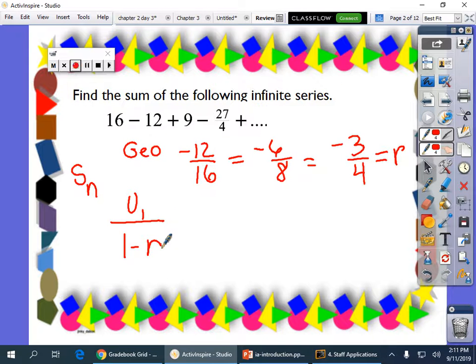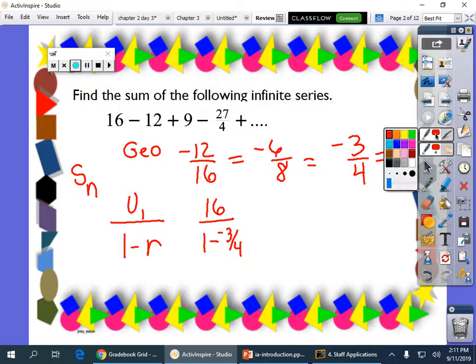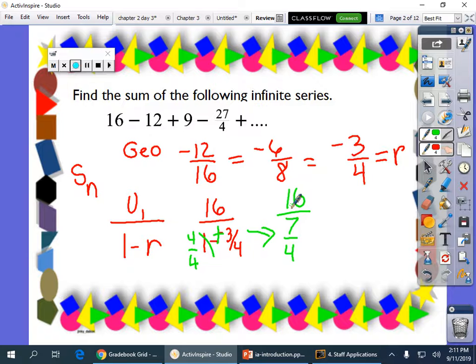So what's the first term? Over 1 minus -3/4, right? Okay, are you guys okay if I switch out 1 for 4 over 4? So I have a common fraction, yes? Okay, double negatives is plus, so the bottom becomes 7 over 4. How do I divide by a fraction? Multiply by the reciprocal. So 16.